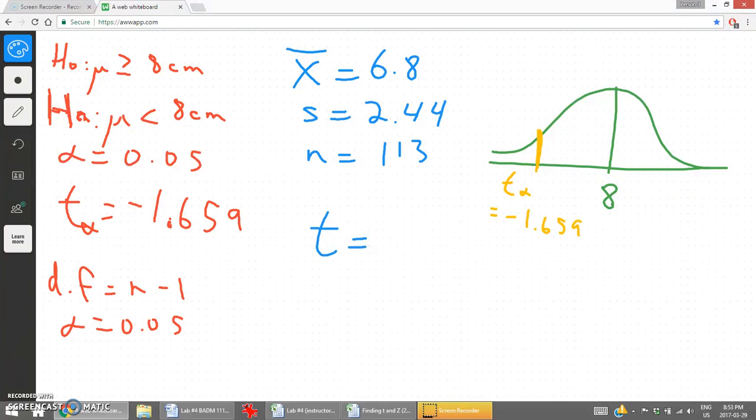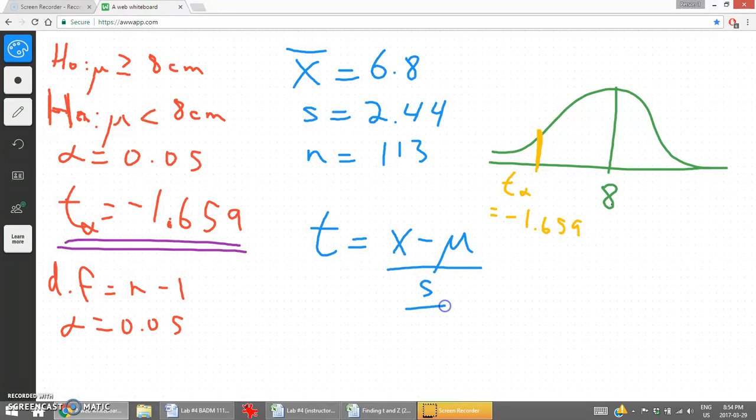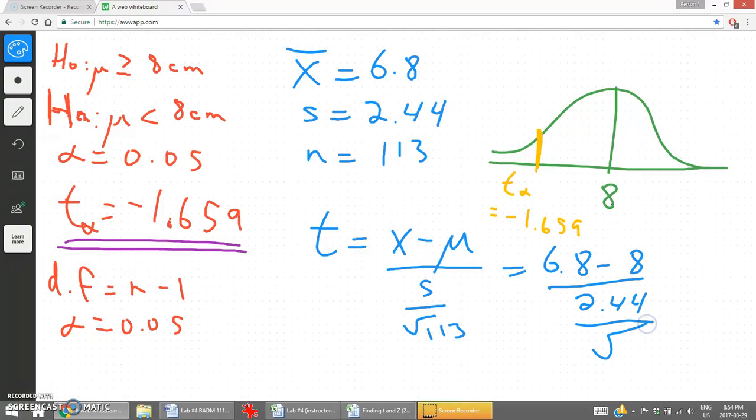So remember, in hypothesis testing, we find the critical value or the threshold value, and then we calculate the test statistic, the t-value from the sample data, and that is by using this formula there. Oops, that should be the sample size. So let's plug in our values. We got 6.8 minus 8 divided by our standard deviation from our sample divided by the square root of 113. We get a value of negative 5.23.